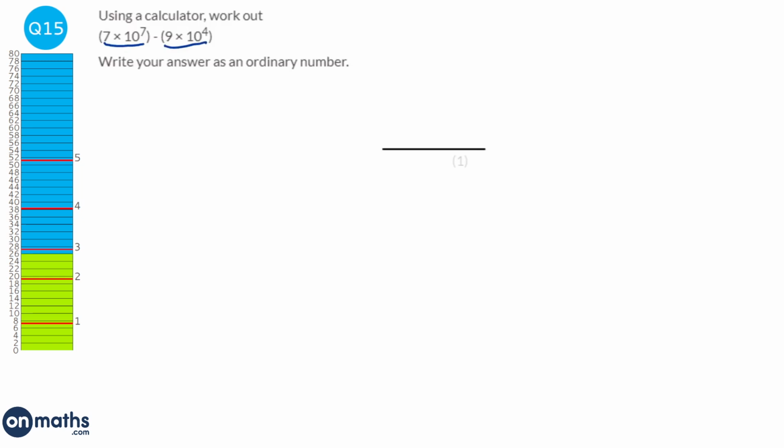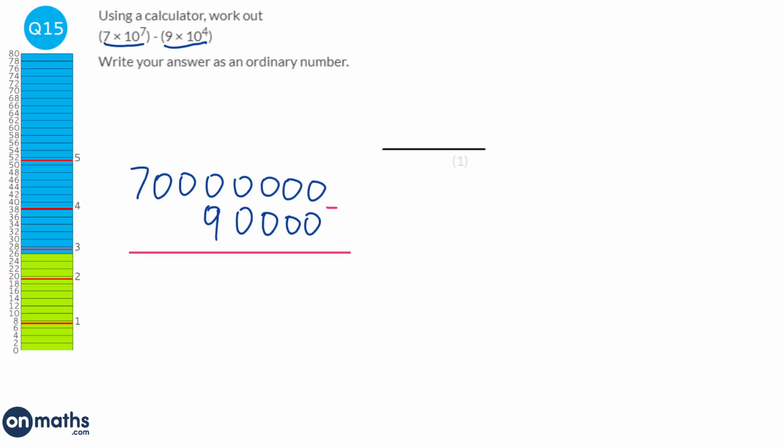So the only way of answering this question is to work out what these are as ordinary numbers. So 7 times 10 to the power of 7 would be 7, 1, 2, 3, 4, 5, 6, 7 digits. And 9 times 10 to the power of 4 would be 90,000, so that would be 9, 0, 0, 0, 0. And so we're just subtracting them like that, and so we'll get 6,991,000.